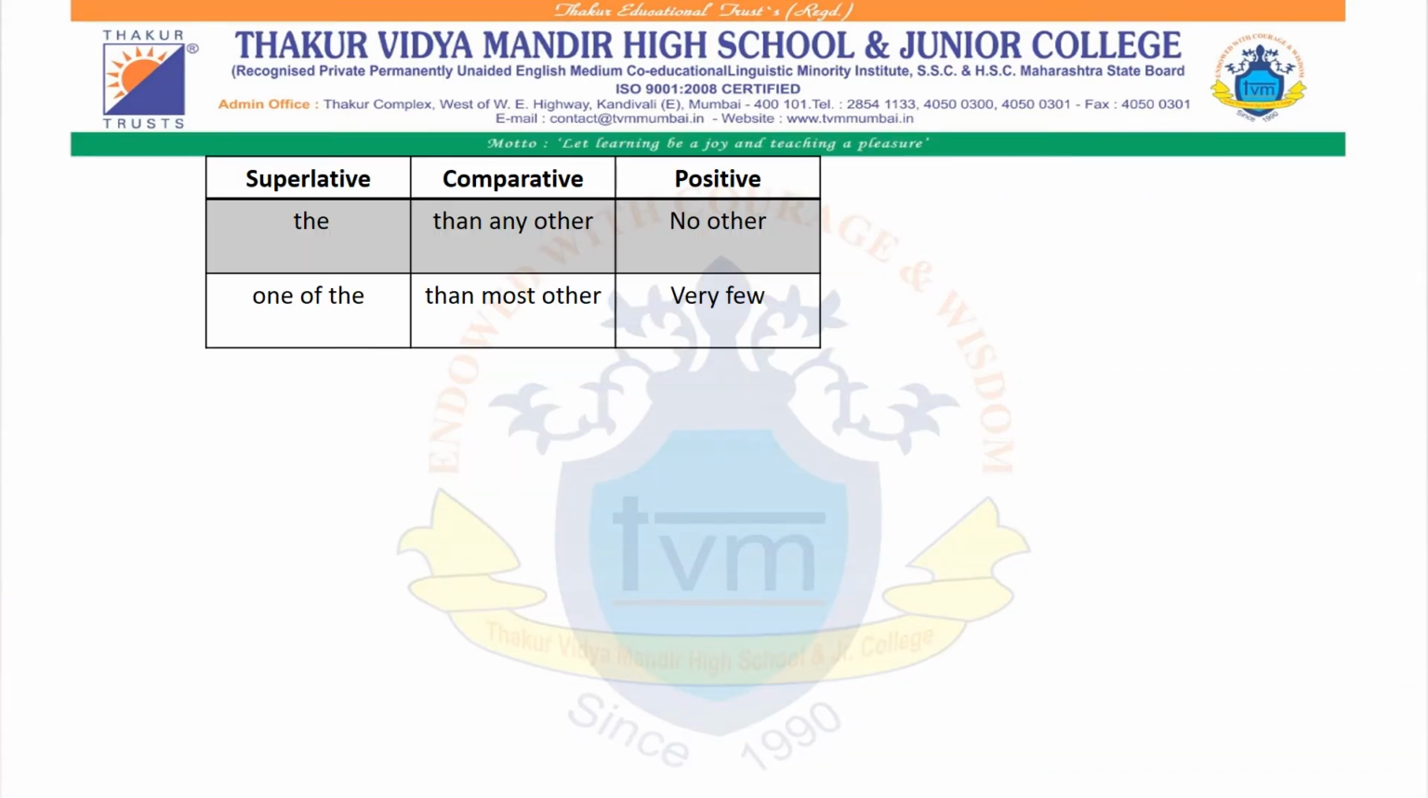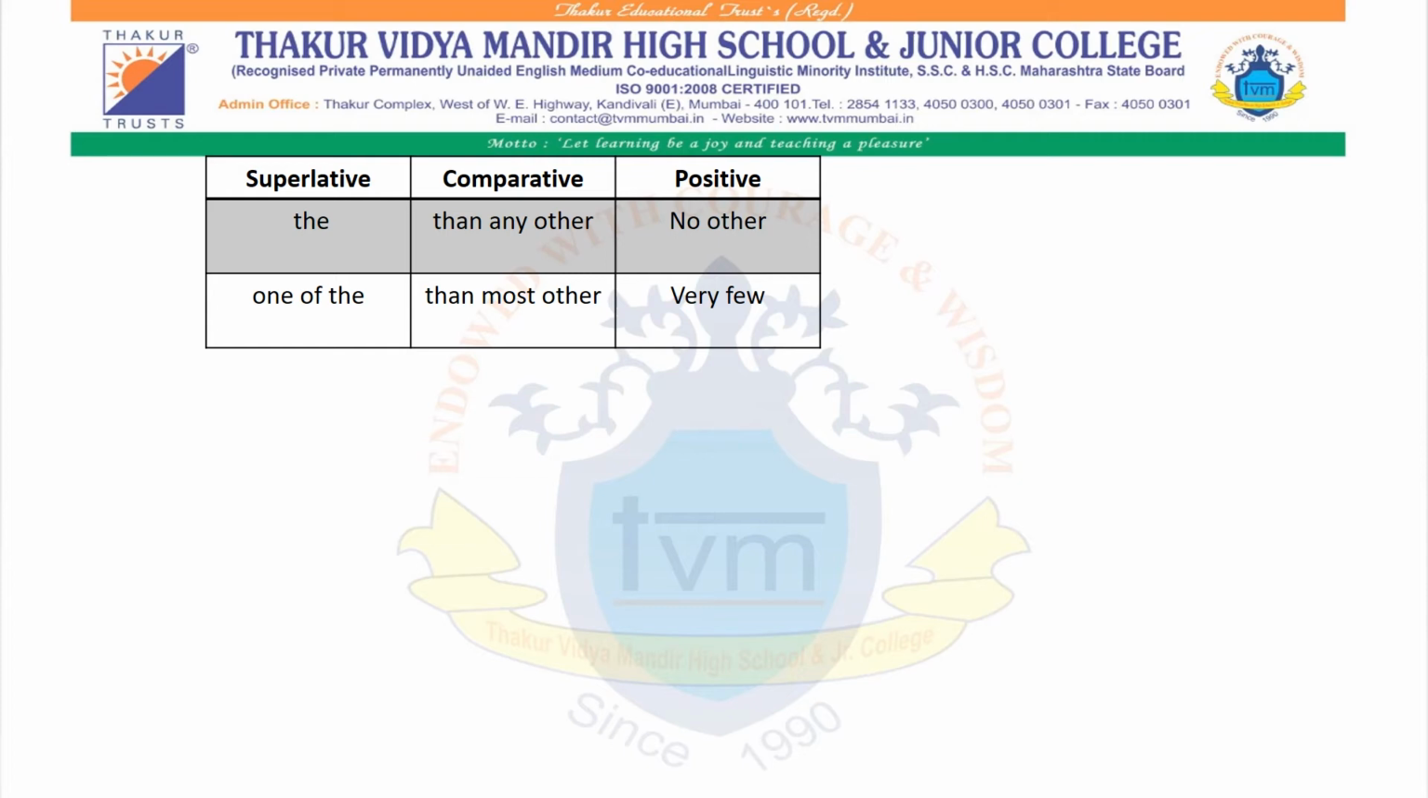Let's observe this table with superlative, comparative and positive columns. So here are the structures, set structures as rules that we have to follow, and students, you are supposed to learn the structure for each degree in order to interchange correctly. Superlative: the and the adjective. Comparative: than any other. So if superlative structure is "the" with an adjective, comparative will be "than any other" and an adjective, and positive "no other" and an adjective.